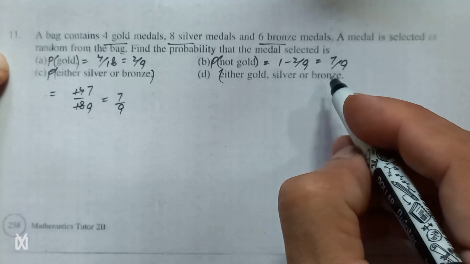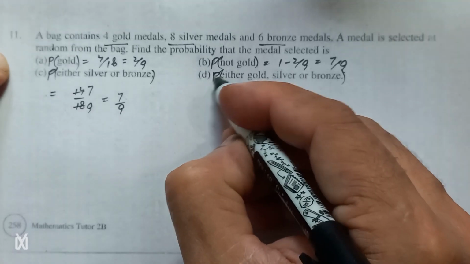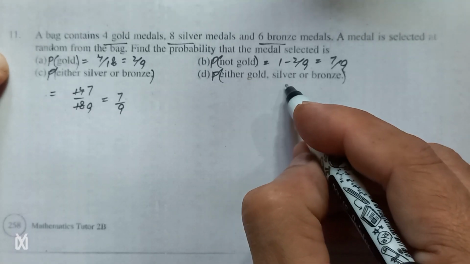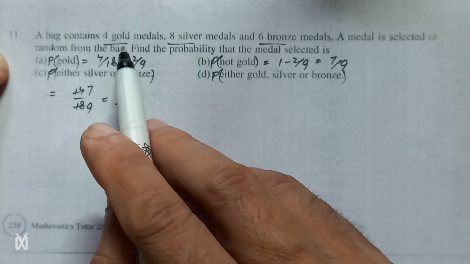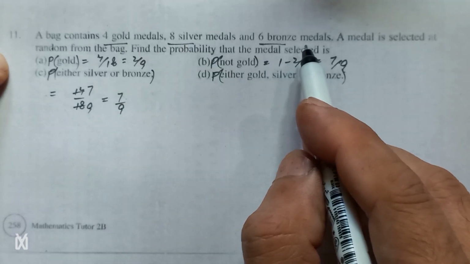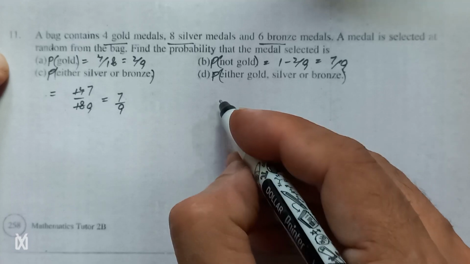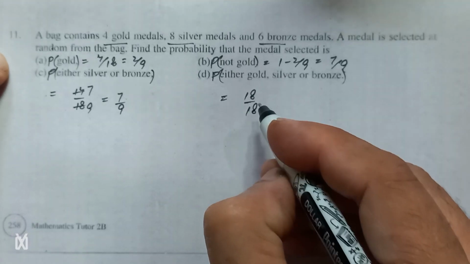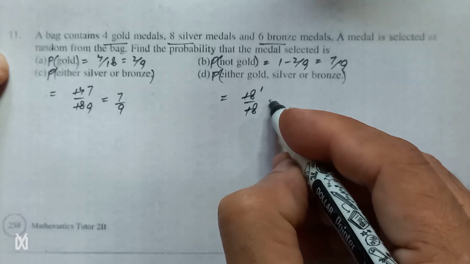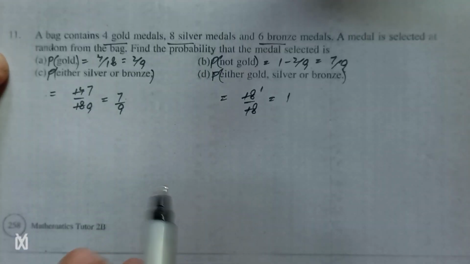Last part is find the probability of either gold, silver or bronze. It means all will be involved now. So gold, silver and bronze. So total 18 is the favorable outcome and 18 is the total outcome. So 18 ones are 18. So 1 is the answer.